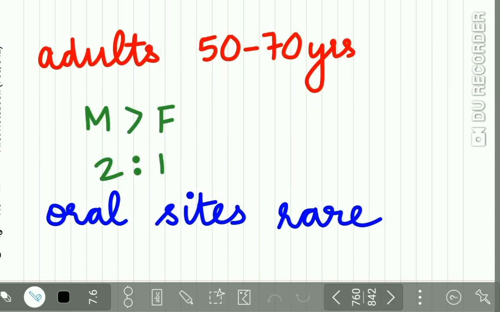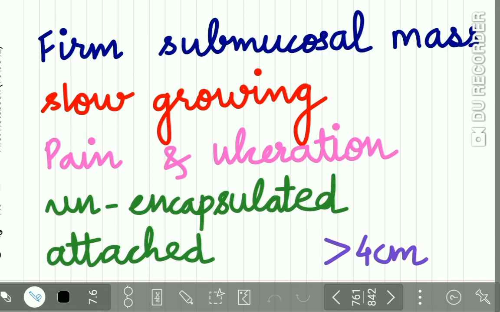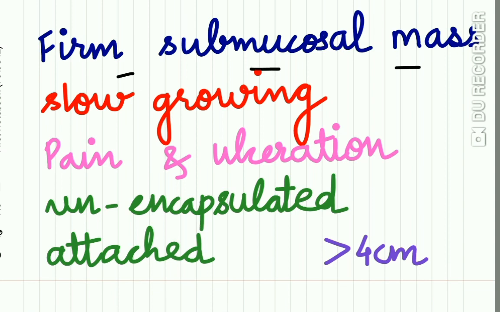Now, the clinical features of malignant fibrous histiocytoma. It occurs mostly in adults in the age range of 50 to 70 years. Males are affected twice as often as females. The oral sites are relatively rare. In the oral cavity, it appears as a firm submucosal mass which is slow growing, or sometimes has a moderately fast rate of growth, and it may present with pain and superficial ulceration.